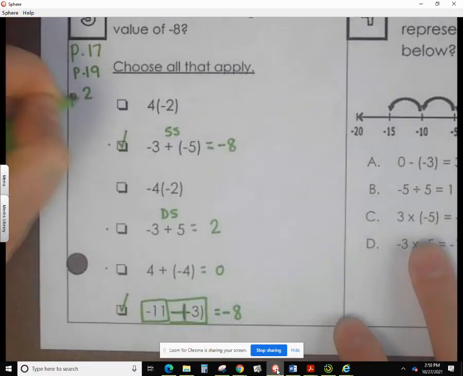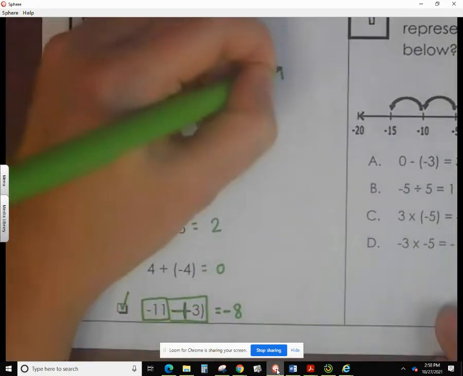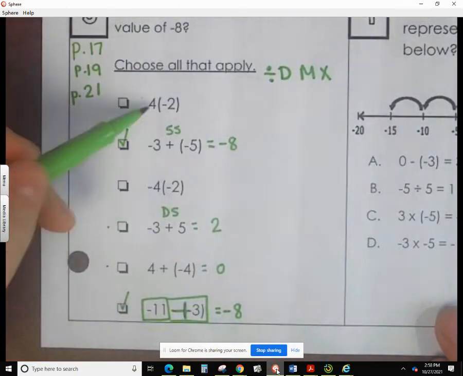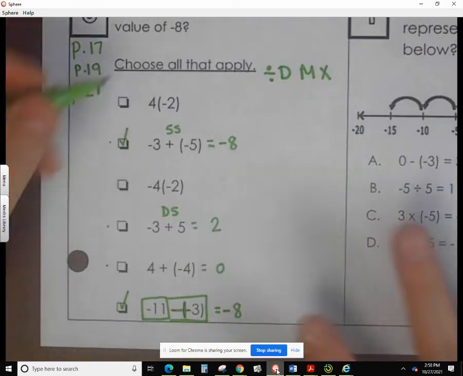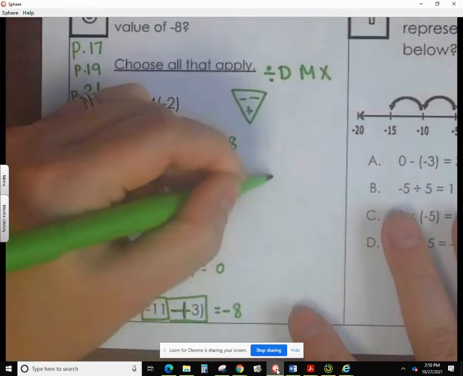The last page number for this one is page 21. Page 21 talks about Dorito Man. Remember that Dorito Man stands for division and multiplication. So here and here we have multiplication problems. So that means that we should be using Dorito Man for both of those.